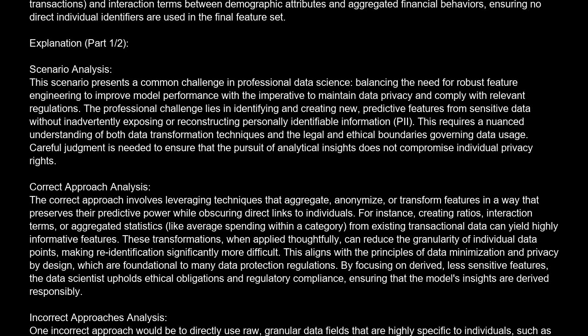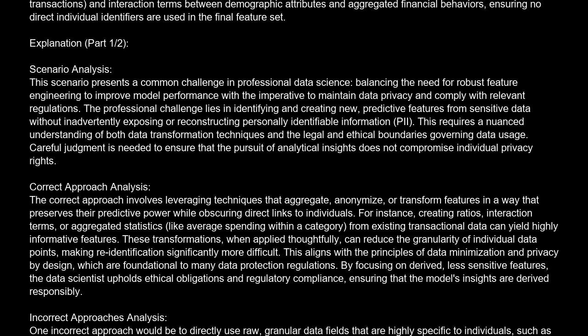Correct approach analysis. The correct approach involves leveraging techniques that aggregate, anonymize, or transform features in a way that preserves their predictive power while obscuring direct links to individuals. For instance, creating ratios, interaction terms, or aggregated statistics, like average spending within a category, from existing transactional data can yield highly informative features. These transformations, when applied thoughtfully, can reduce the granularity of individual data points, making re-identification significantly more difficult. This aligns with the principles of data minimization and privacy by design, which are foundational to many data protection regulations. By focusing on derived, less sensitive features, the data scientist upholds ethical obligations and regulatory compliance, ensuring that the model's insights are derived responsibly.